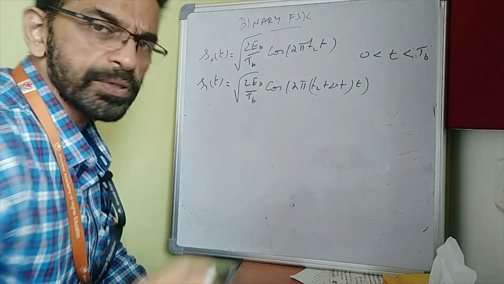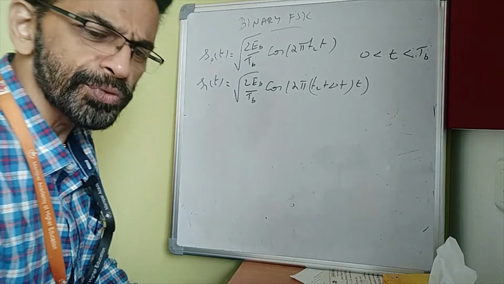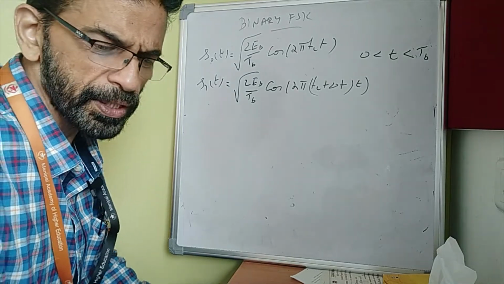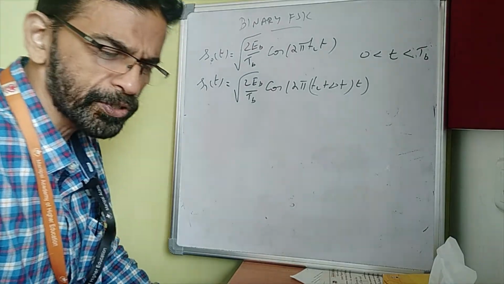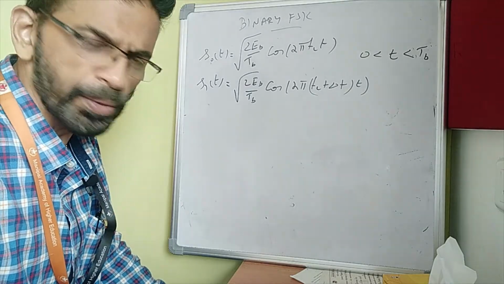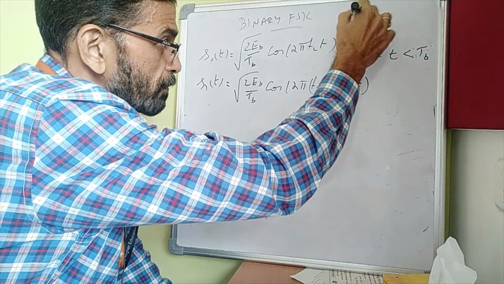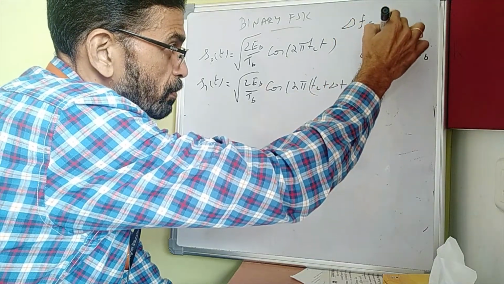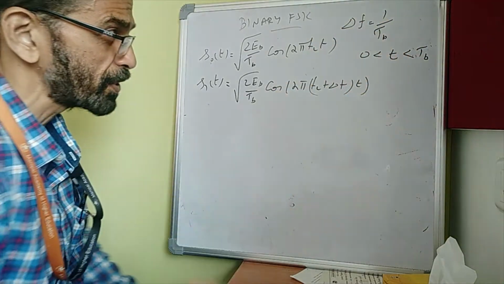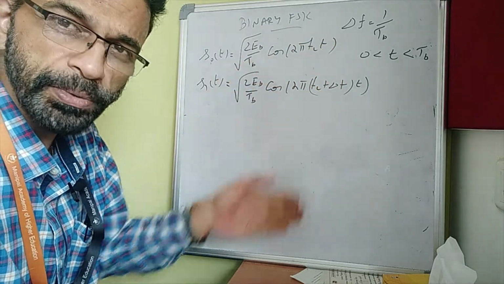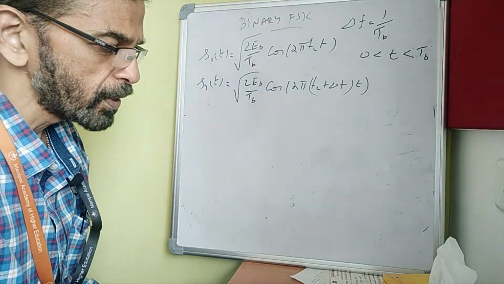And delta F, to ensure orthogonality, has to be an integer times 1 by TB, and in the subsequent discussion we will take delta F as equal to 1 by TB. Remember this, I may not be able to recall this every time. Delta F is taken as 1 by TB in the subsequent discussion.